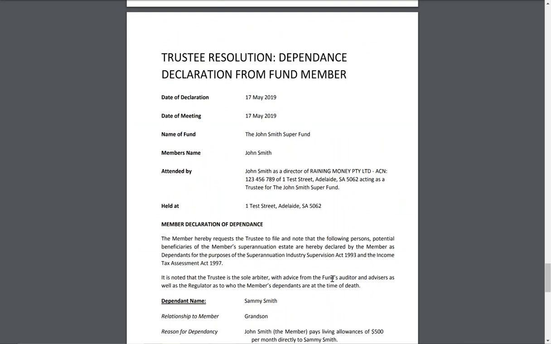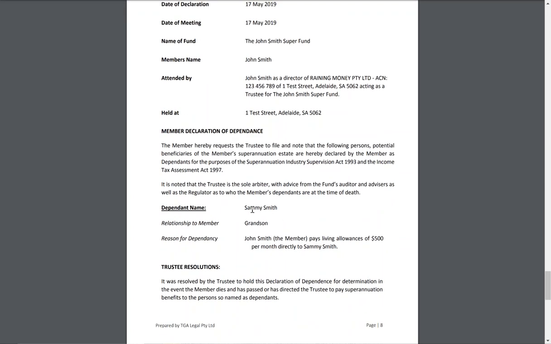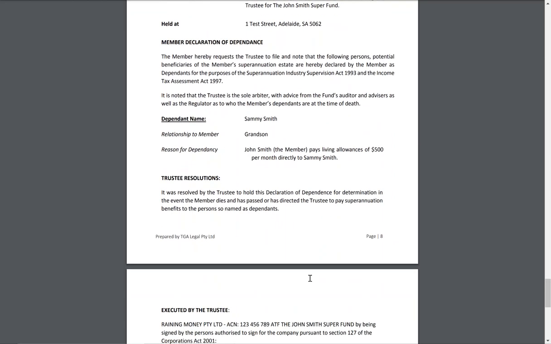Okay, trustee resolution. So for our trustee meeting, date of declaration, date of meeting, name of the fund, the member's name, who attended and where it was attended. Then we have our declaration of dependence. The same details are pulled through, so it's exactly the same. So Sammy Smith, so what the member's declaring, and then what the trustee resolves.